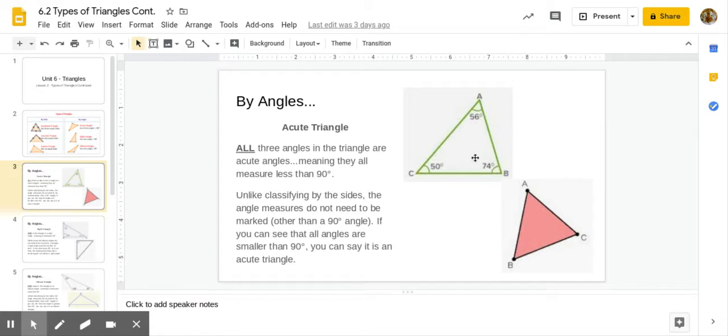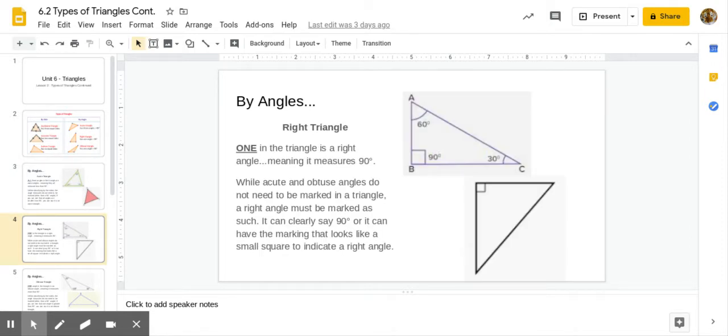Now, sometimes the measures will be given. So here in this green triangle, we could see we have 50, 56, and 74. So those are all less than 90 degrees, and that's pretty easy to see. In this pinkish color triangle down here, still triangle ABC, there's no marks given, but if we were to use a corner of a piece of paper for 90 degrees, we can see that all of those are going to be less than that, even though they're not marked. We could still say, hey, this is an acute triangle.